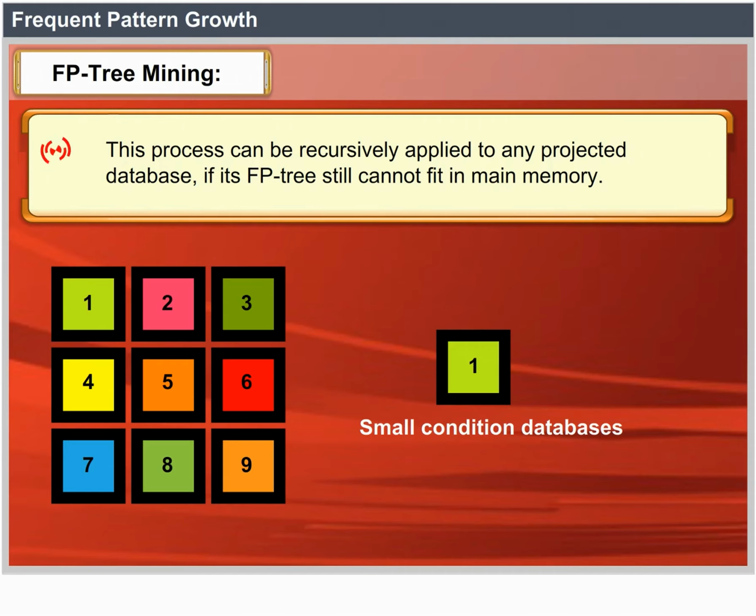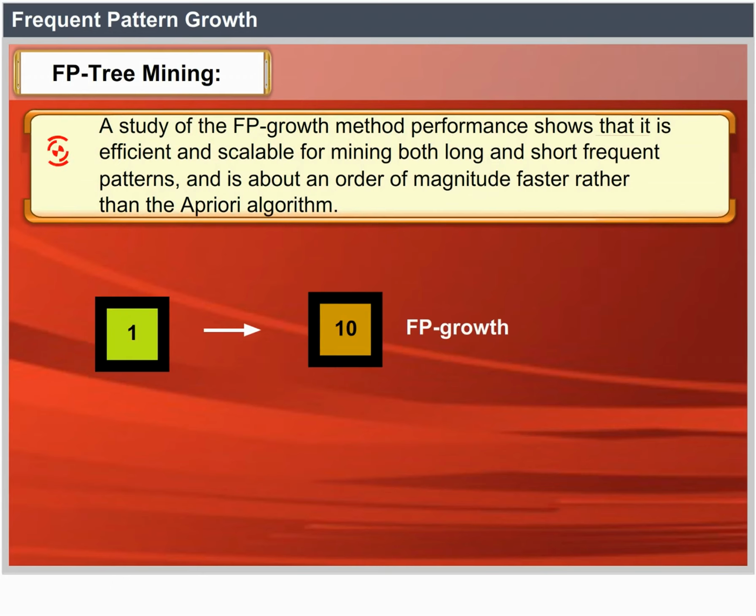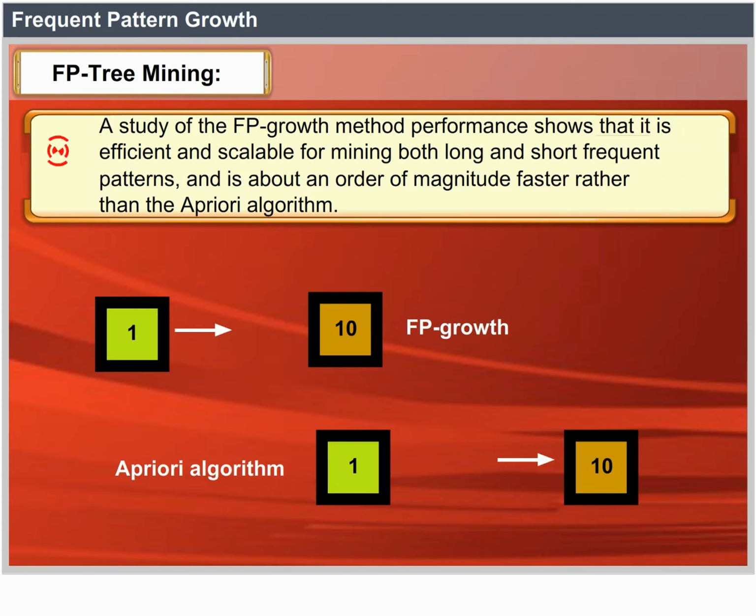A study of the FP growth method performance shows that it is efficient and scalable for mining both long and short frequent patterns and is about an order of magnitude faster than the Apriori algorithm.